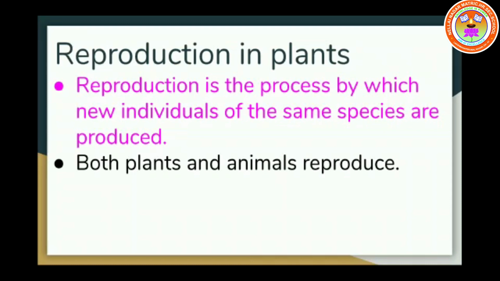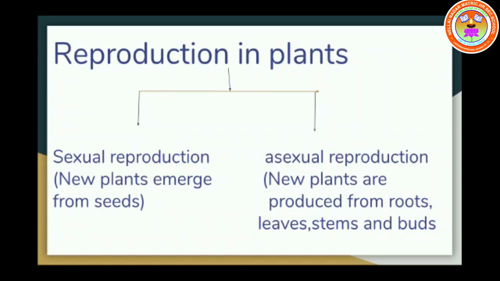Flowers perform the function of reproduction in plants. There are two kinds of reproduction that take place in plants. They are sexual reproduction and asexual reproduction. In asexual reproduction, new plants are produced from roots, leaves, stems, and buds. In sexual reproduction, new plants emerge from seeds.